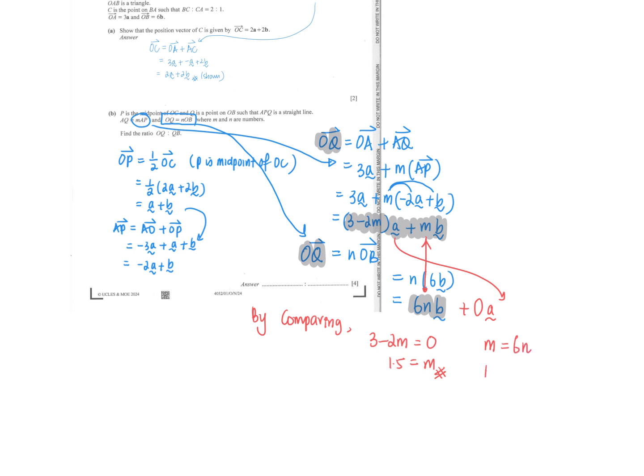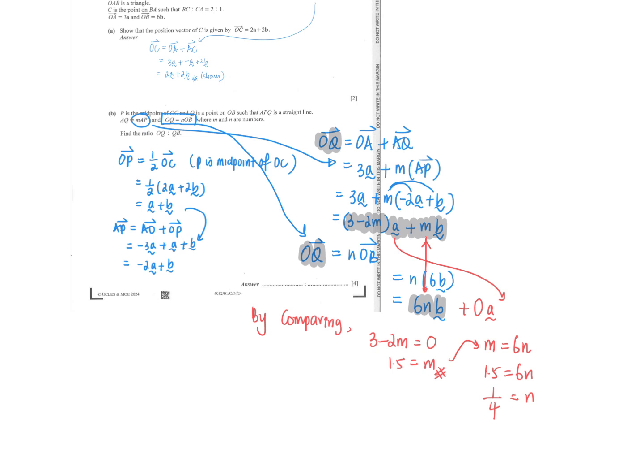Isn't it 1.5? Yeah, you bring over, then 3 divided by 2. Isn't it 1.5? Okay, M, you sub it in. So N is just 1/4, I think. Is it? Yeah.